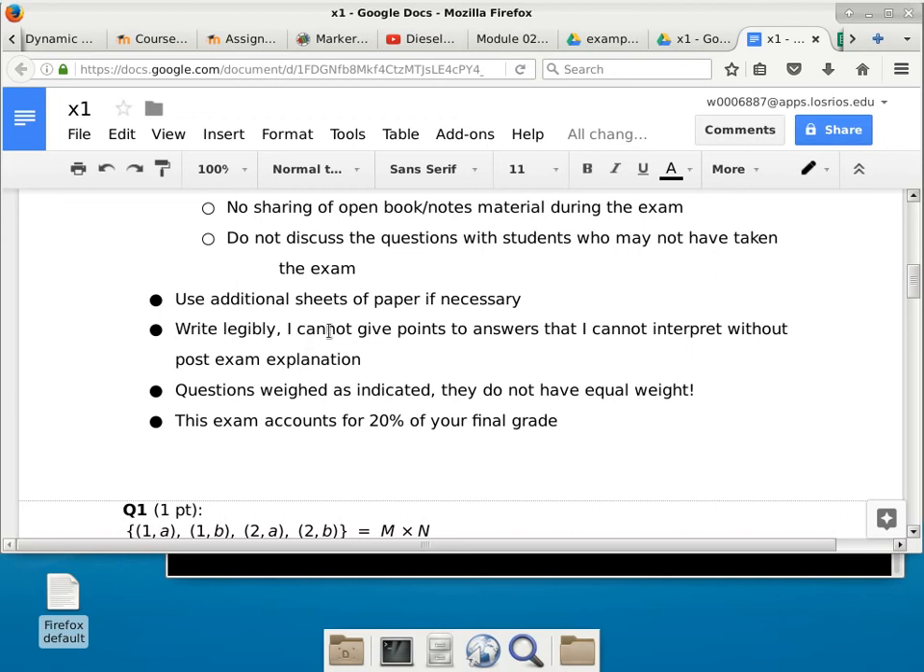Write legibly. I cannot give points to answers that I cannot interpret without post-exam explanation. So if somebody gives me something like this, and I say, oh, I have no idea what this is, and give you a 0, then that person comes back to me and says, but Tag, I really meant P conjunction Q, and then the whole thing disjunction with R. I cannot give those points back because that really does not look obvious to me.